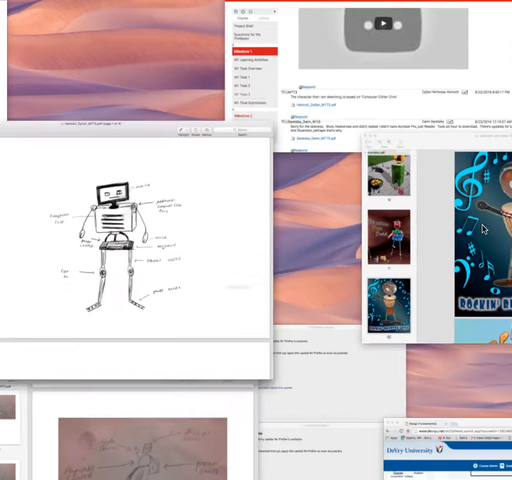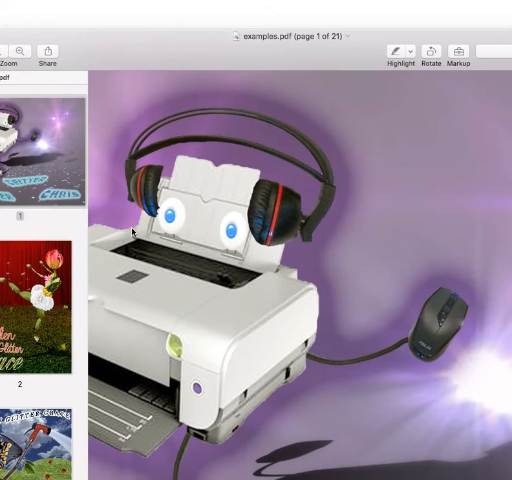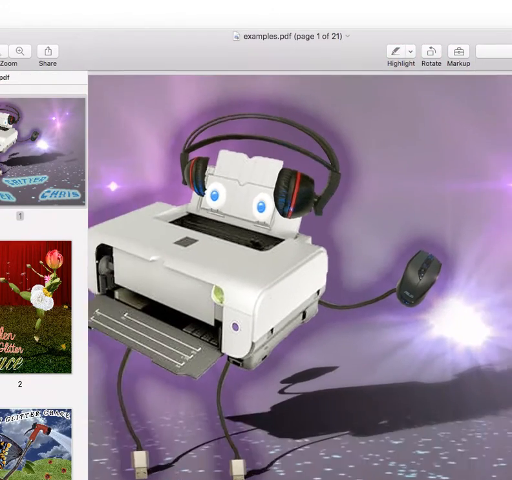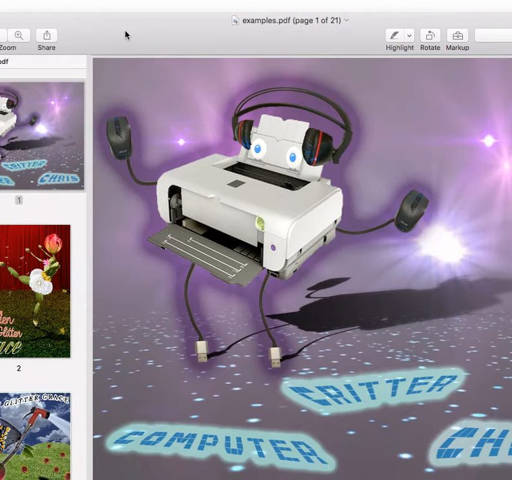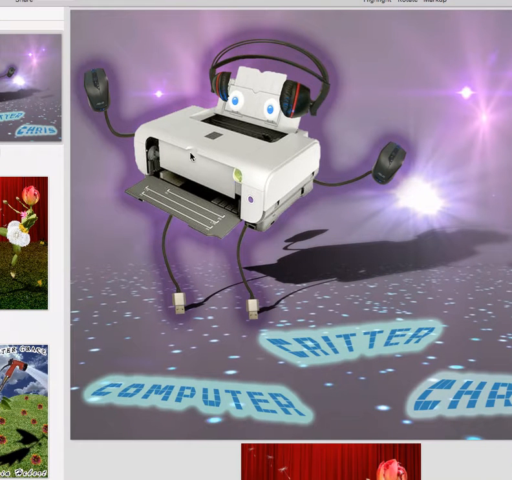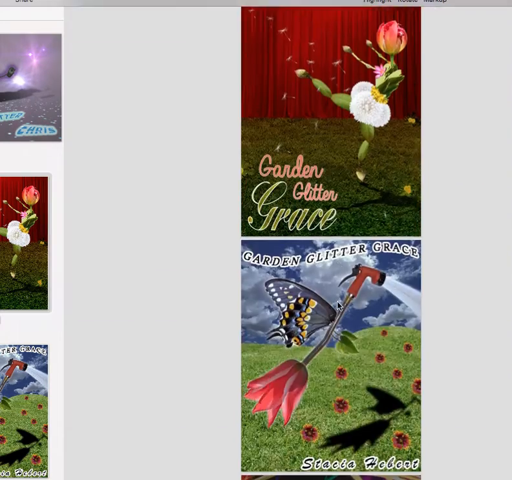So I just wanted to show you a couple other examples of student work, just so you can get an idea what I'm talking about when I say angle of view. See how we're seeing three sides here of this printer? And again, it just creates more depth.